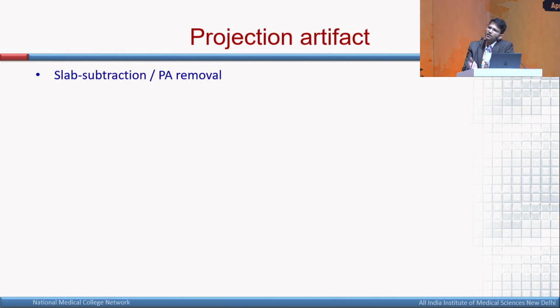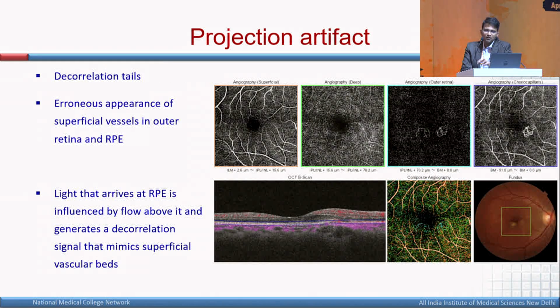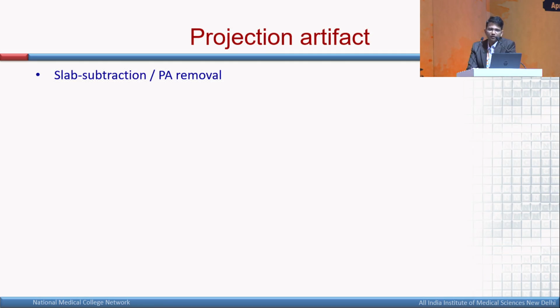Traditionally the machines used to have slab subtraction. If you see there is a projection artifact in this image, you have the superficial vessel network which is projected in the choriocapillaris. You don't expect this network in the choriocapillaris. You have an abnormal vascularization, but this network is projected from the superficial network. So either you can subtract the superficial network from the choriocapillary slab, and that will give you only the macular neovascularization, but that reduces the signal intensity of the image. What is more commonly done is a projection artifact removal software that is incorporated in the majority of the machines.